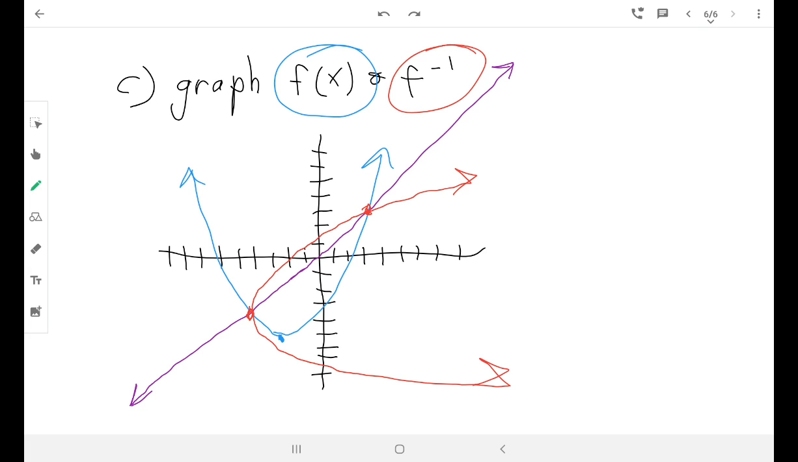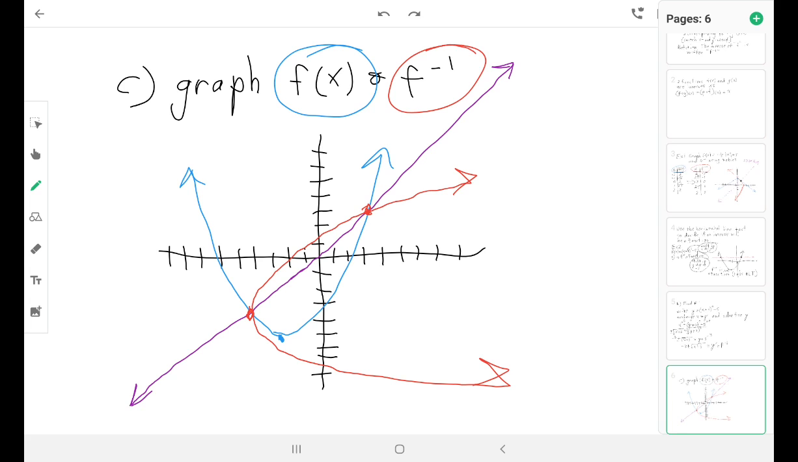I'm going to talk about verifying them next. Okay, so let's go back to black.